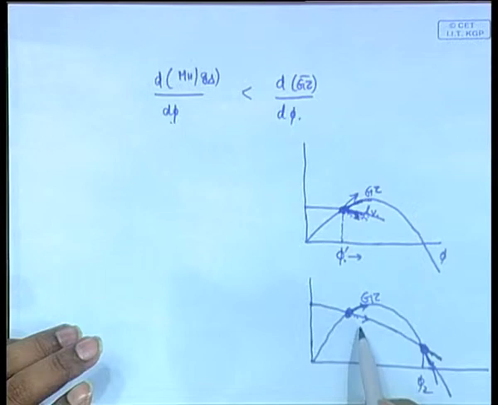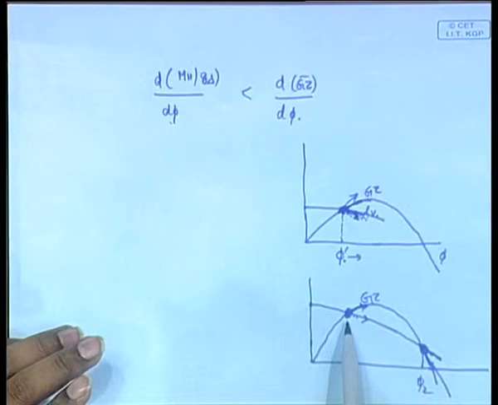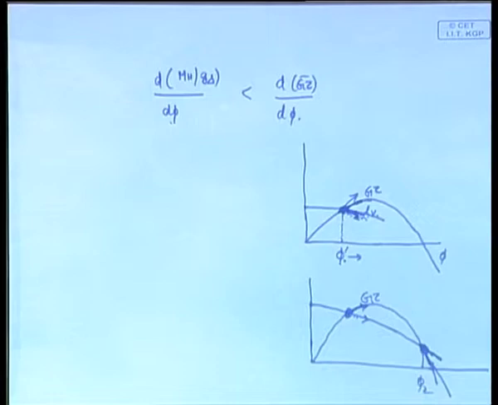So, there are two positions of equilibrium here, you can see. In both cases, the righting arm is equal to the heeling arm, but at this point it is stable, whereas at this point it's unstable. Okay? All right.